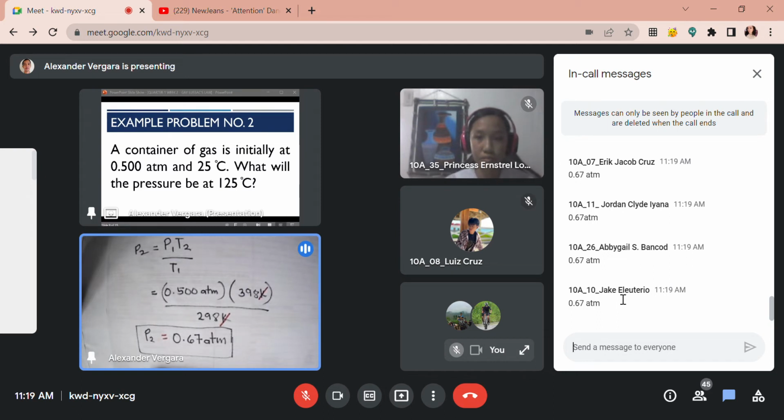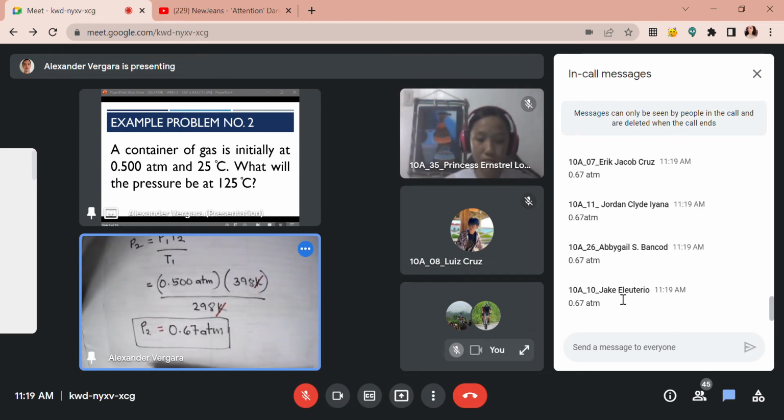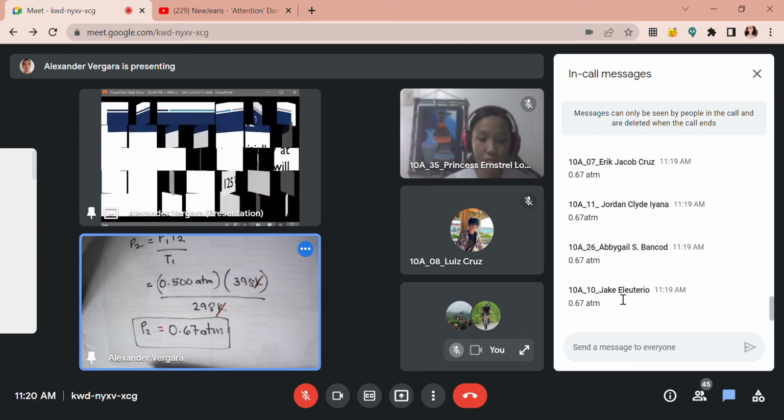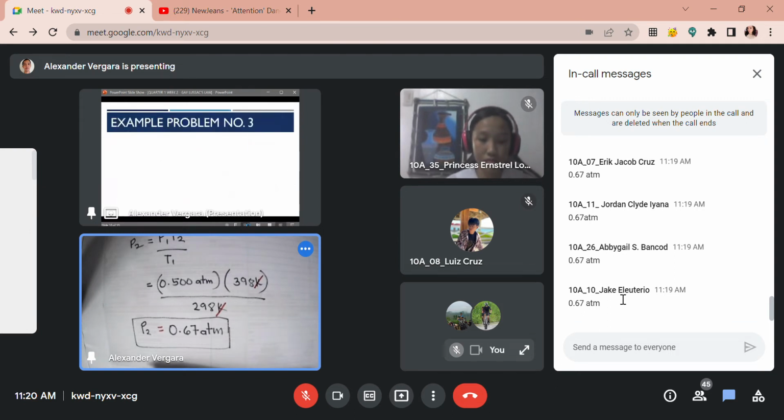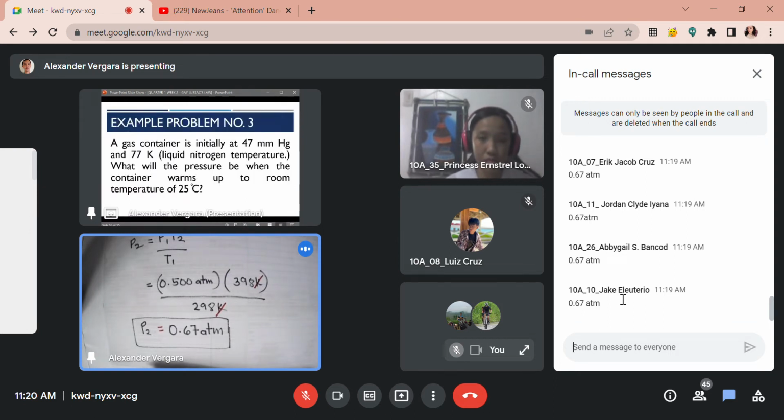Any question with Gay-Lussac's Law? Who among you are still confused with the formula? It's clear? Okay, let's have another example. This is another example for 10A. Example number 3. Please read the given.